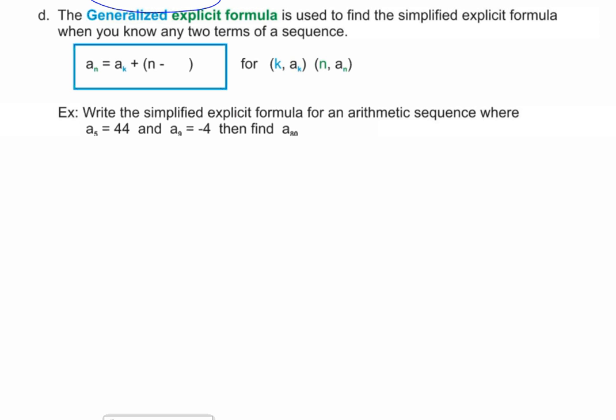All right, so what is the formula? It is a sub k plus n minus k, and multiply that times d.